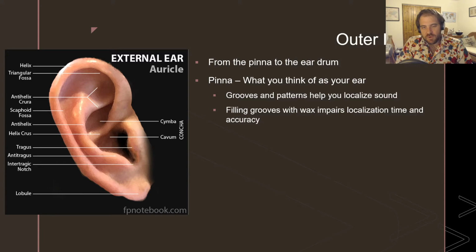The pinna is usually what we think of as our ear. And the outer ear is going to go from pinna to eardrum, where the eardrum is kind of on the cusp of outer and middle ear.